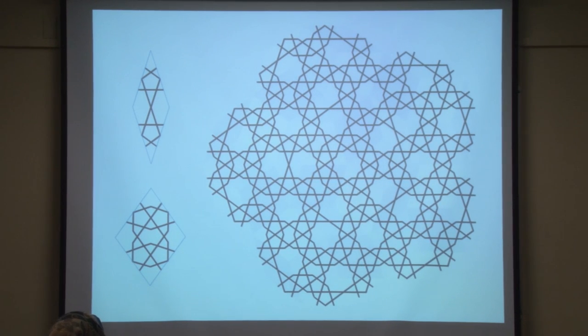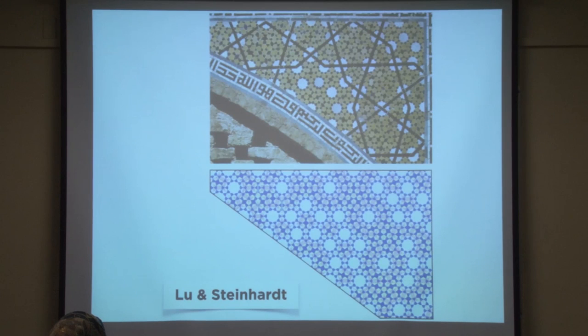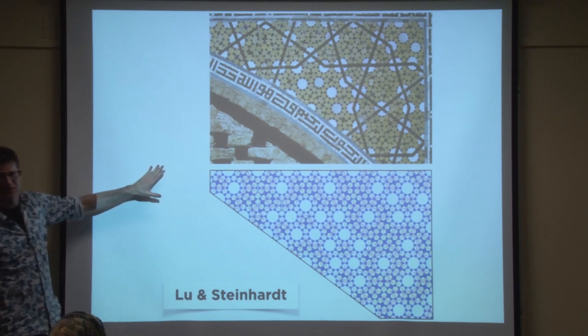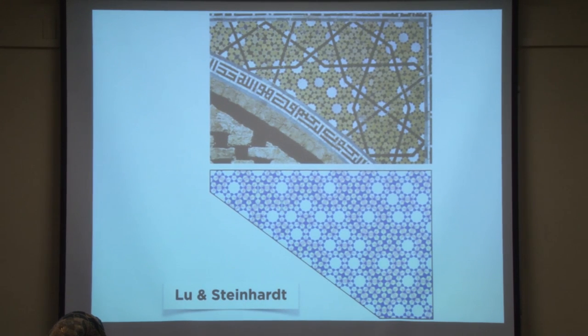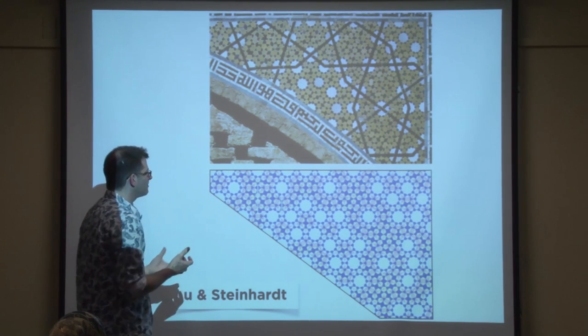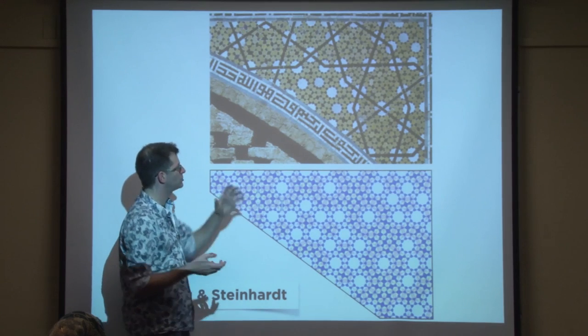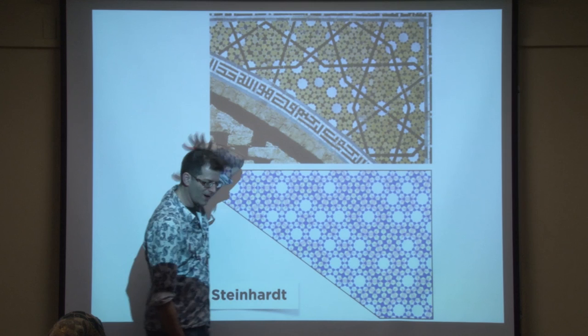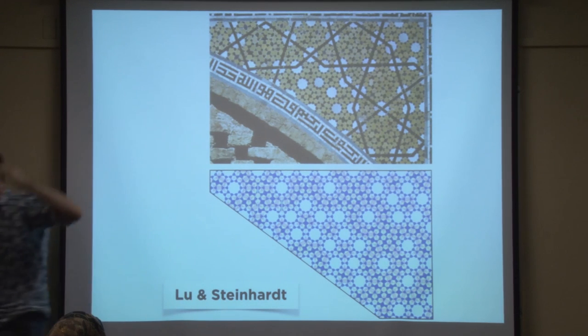And there are other people who have looked into this topic. One recent one, about 2007, that got a lot of press was an article in the journal Science, by Peter Lu and Paul Steinhardt, who are actually physicists, who talked a little bit about the relationship between these aperiodic tilings and traditional Islamic star patterns. So this is the spandrel from the Darb-e-Imam Mosque in Isfahan.